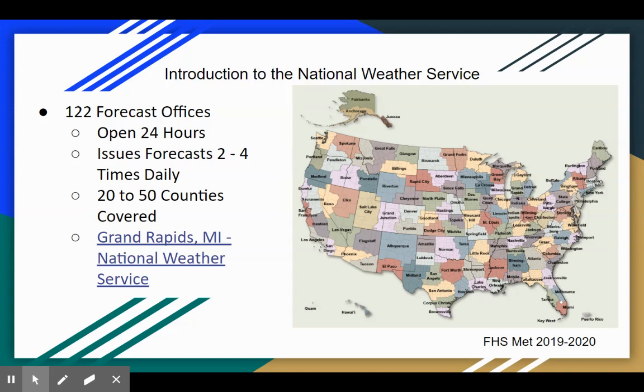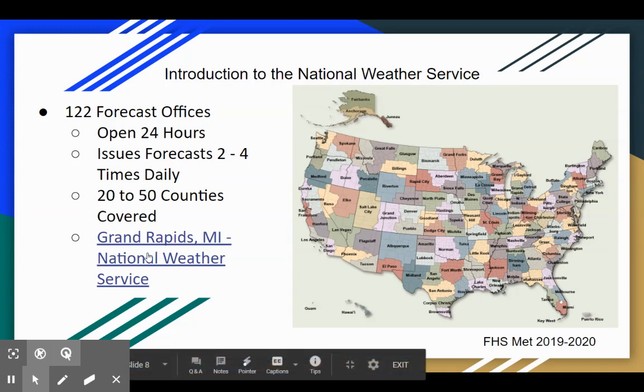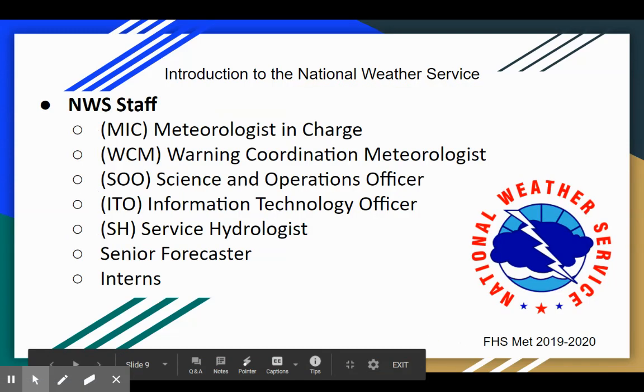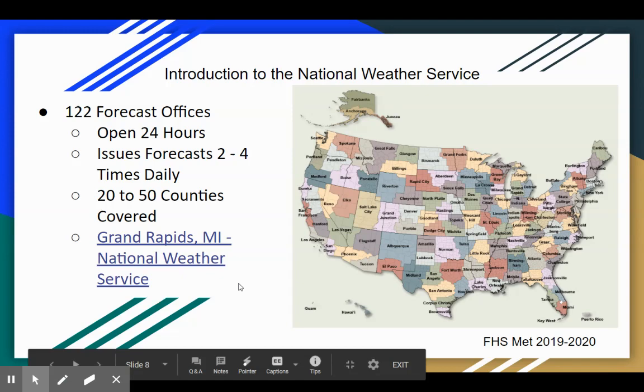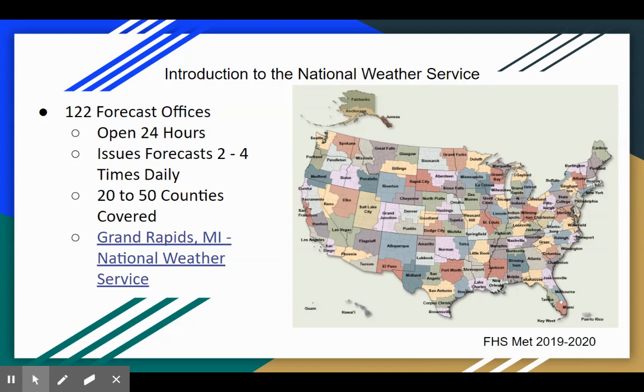And if you click on the link down at the bottom, this will bring you to the National Weather Service that we use out of Grand Rapids, Michigan. One of the goals, or one of the learning targets for this class, is that you will be able to identify all of the counties in our warning area.